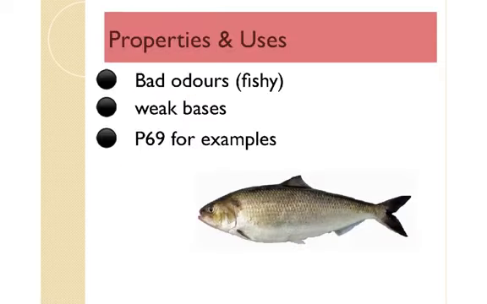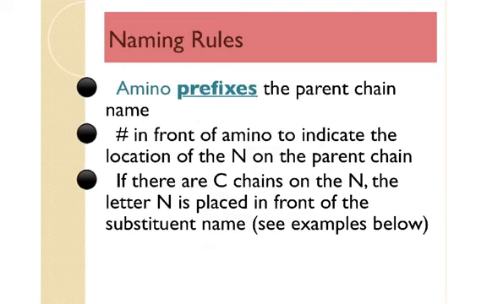Amines are not particularly nice. They are usually stinky things like dead fish odors. There's ones called putrescine, cadaverine. They're pretty nasty things. They're on page 69 if you want to see some examples. And we're going to have a look at how to name them.